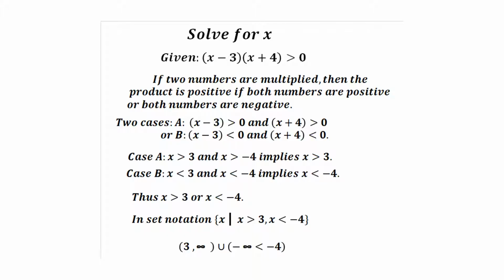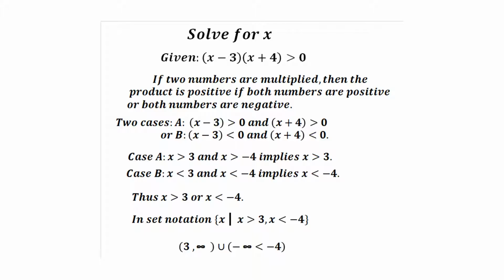Now, x minus 3 greater than 0, move the -3 over. x is greater than 3, and x plus 4 greater than 0, move the 4 over to the other side. x is greater than -4. So, x greater than 3 and x greater than -4 implies that x must be greater than 3. Similarly, x is less than 3 and x is less than -4 implies x has to be less than -4. So we have an OR type solution. We have x is greater than 3 or x is less than -4.